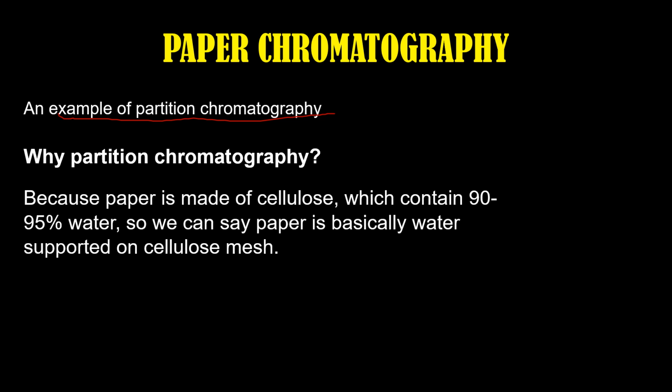Here is the answer. Paper is made up of cellulose which contains 90 to 95% water. So we can say paper is basically water supported on a cellulose mesh. So we say one type of stationary phase is liquid supported on inert solid. We studied that stationary phase may be a solid or a liquid supported on inert solid. So here the liquid is supported on inert solid. That's why paper chromatography is partition chromatography. Is it clear?